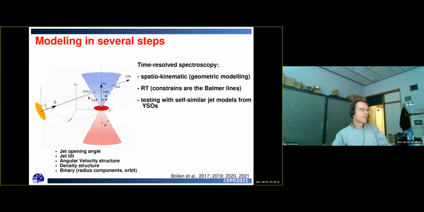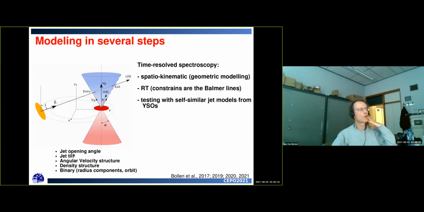In order to know something more about the jet being created around the companion, we did it in 3 steps. First of all, purely geometric, and we call it spatiokinematic. Credit goes to Dylan Bollen, who was a co-tutelle student between Macquarie and the university and us. So the first thing we did was a geometric model in which we have an angular dependent velocity, an angular dependent density, and we have, of course, the data from the star, so we know how big it is. We follow ray tracing through the jet in order to fit that to the spectroscopic data we have.